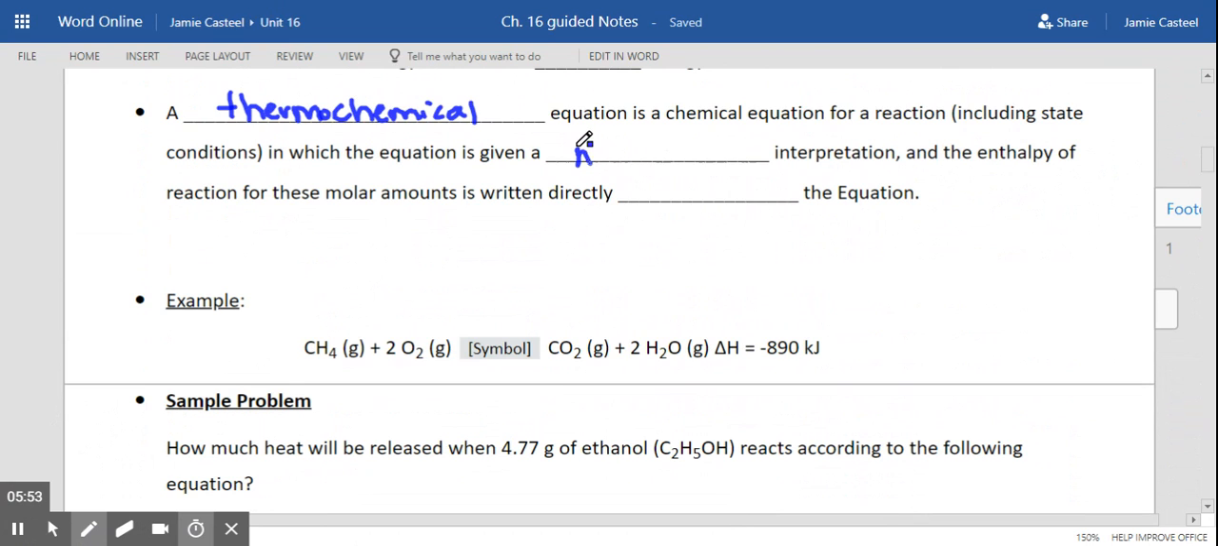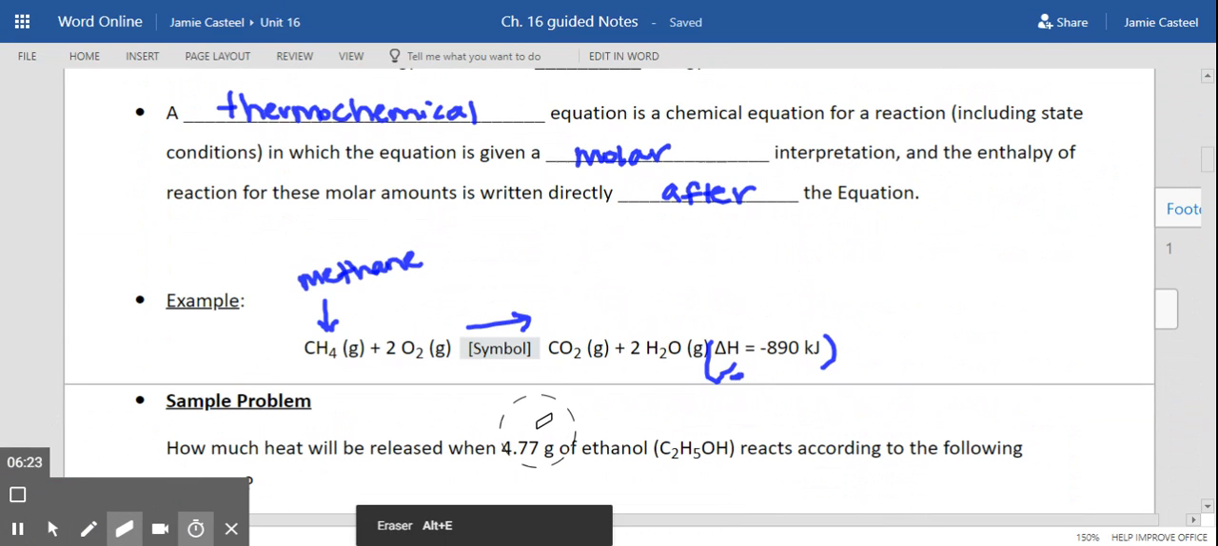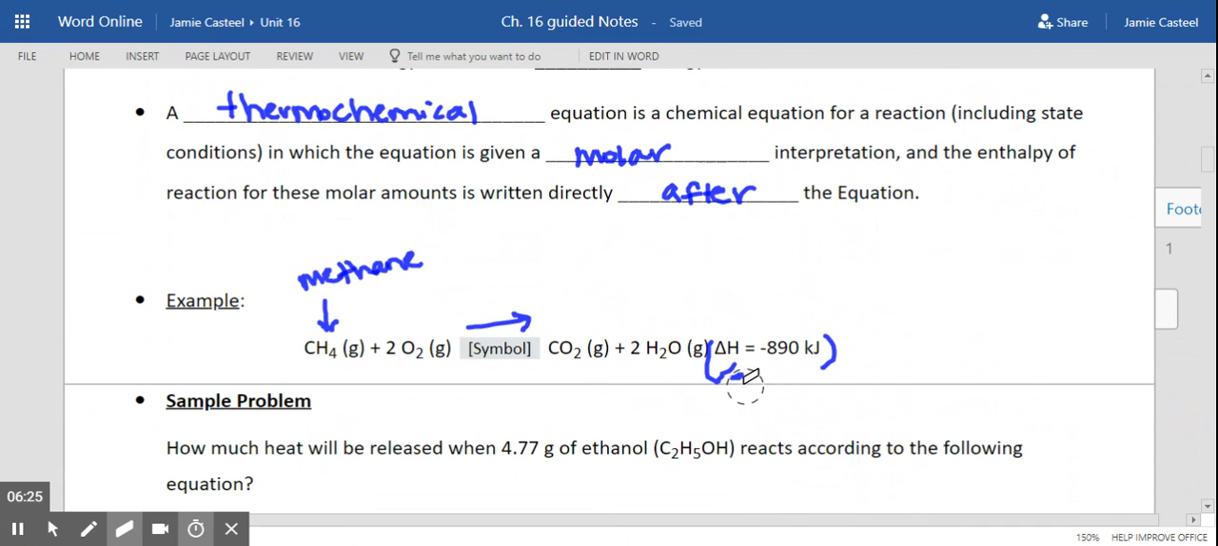Given a molar interpretation, that means it's balanced. And the enthalpy of the reaction for these molar amounts is written directly after the equation. So if you look here, this is methane burning in air. And here's my arrow. You'll see that on your paper. It releases CO2 and H2O. That's a combustion reaction. And the change in enthalpy for this equation, it releases 890 kilojoules.